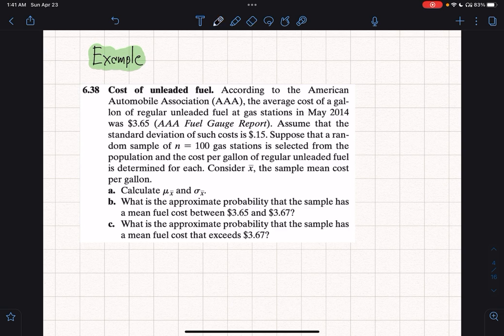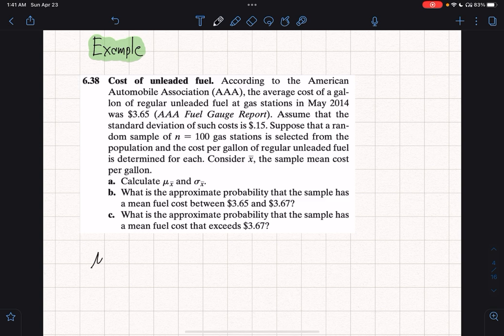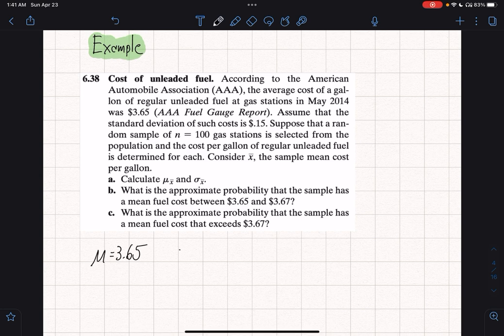So we are told that the average cost of fuel in May 2014 was $3.65 per gallon. So I'm going to say mu is equal to 3.65. So that the standard deviation of such cost is 15 cents. Okay, I'm going to write sigma is 0.15.